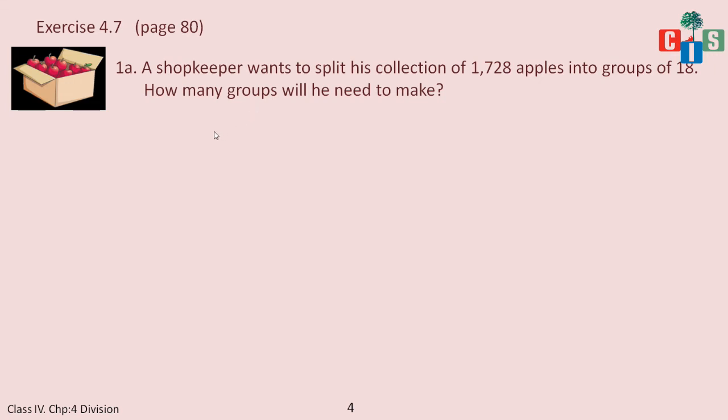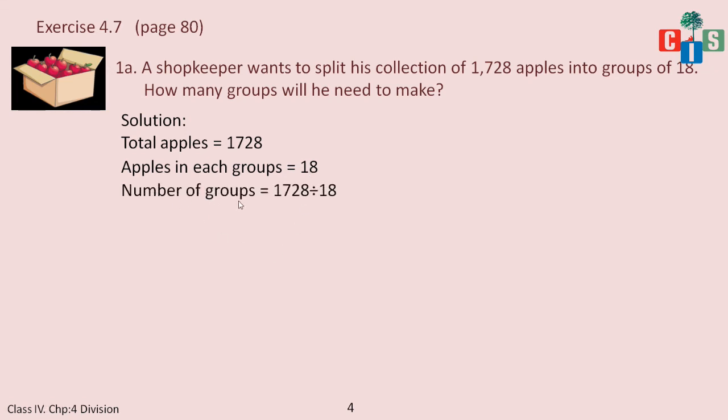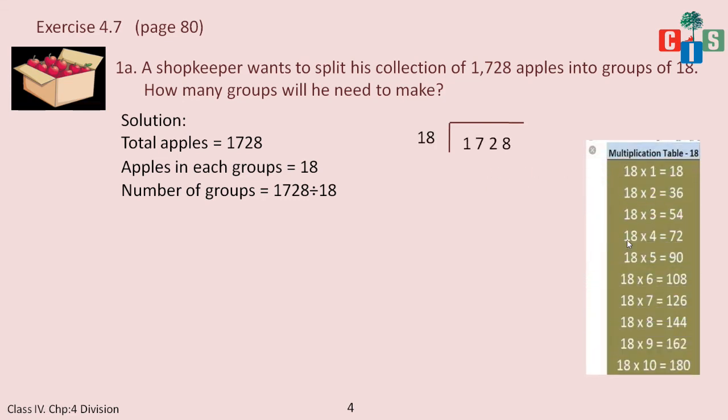Okay, and multiplication, what do you do? When you are given the information of one unit and you have to find out the information of many units, you do multiplication. Yes. So we will move on to the solution, which says total apples are this much and apples in each group is 18, and I have to find the number of groups, which will be 1728 divided by 18. So first of all we will perform division, and for that we will have 18 ka table.